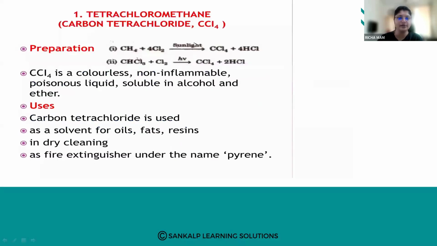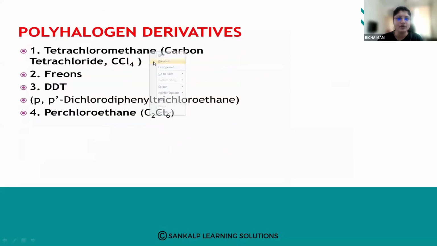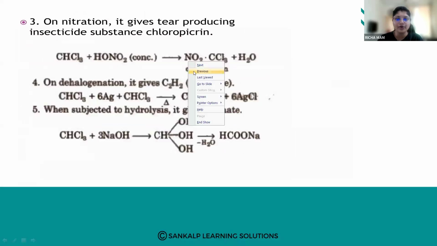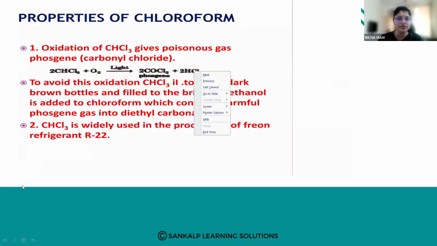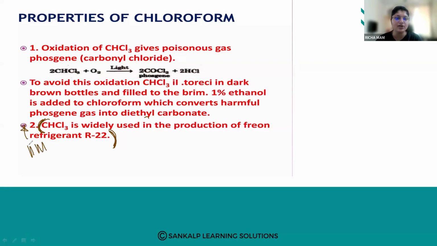Then chloroform. I hope you have marked this as important. Where is it used in production? Chloroform is widely used in the production of freon refrigerant R22. Mark this as important for 1 mark. So chloroform is widely used in the production of freon.